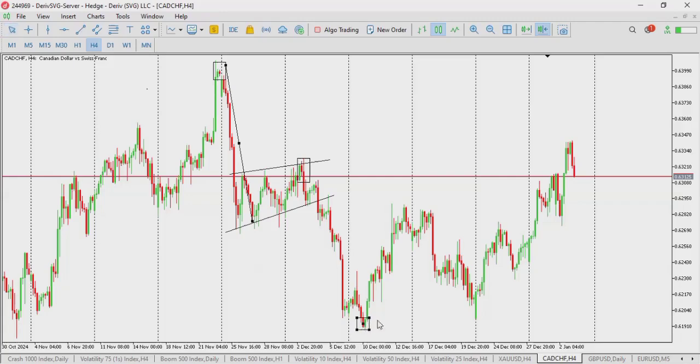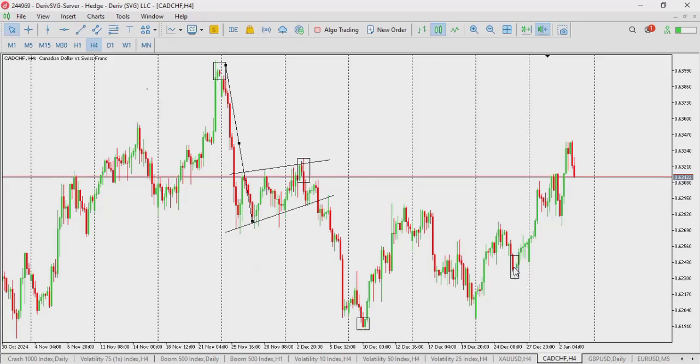Now I'm going to go to another place again. We also have this move here. Have a look. This is the last red candle and the wicks that are responsible for this movement upwards. So that's what we call our bullish order block.